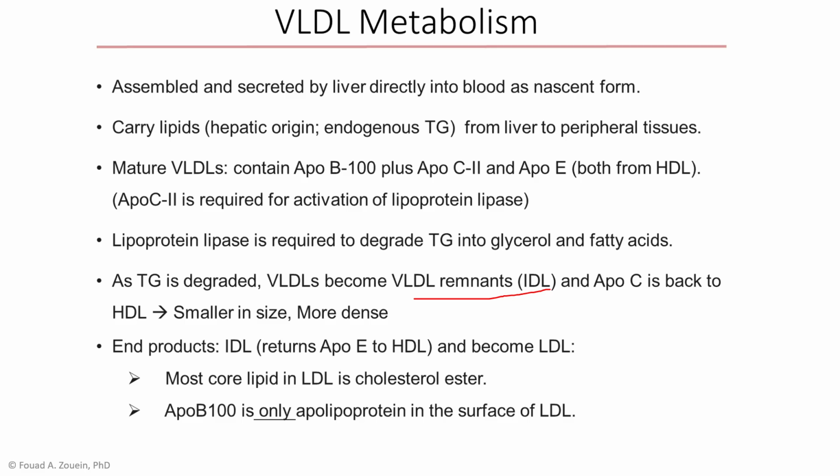At this point, the IDL can either go straight to the liver, bind to the ApoE receptor where it's internalized and processed, or it could give the ApoE to HDL and become something called LDL. Low density lipoprotein is a very important biomarker in terms of dyslipidemia when we do blood tests. Its core lipid is cholesterol ester, and it only has one apolipoprotein, ApoB100, on its surface. It's very important to be recognized by the LDL receptor. We're going to talk in detail about that when we reach the slide on LDL metabolism.